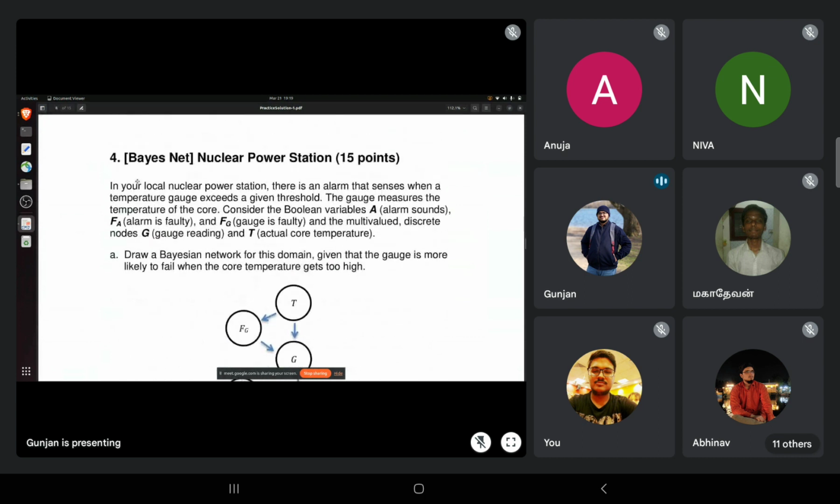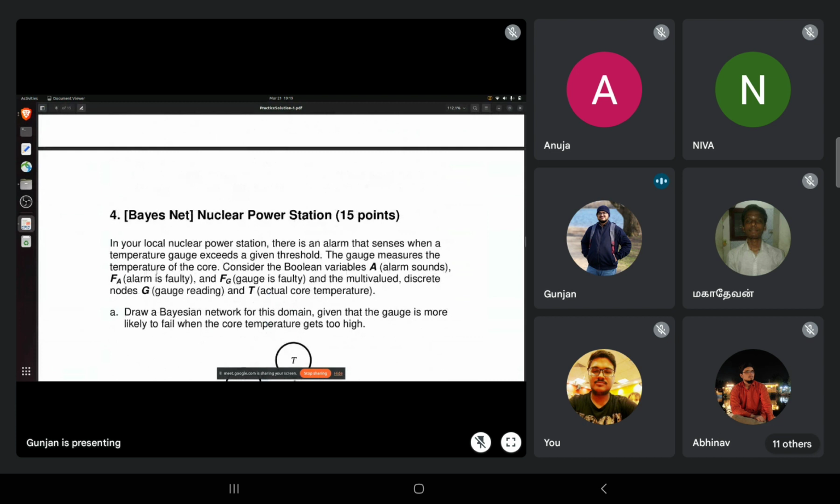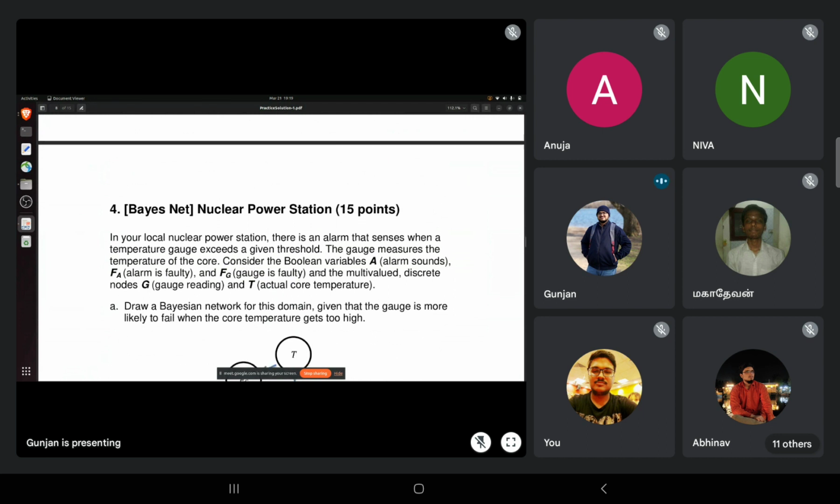Now in your local power station, there is an alarm that senses when a temperature gauge exceeds a given threshold. The gauge measures the temperature of the core. Consider the Boolean variable A, alarm sounds, FG, gauge is faulty, and the multi-valued discrete nodes G, gauge reading, and T, the actual core temperature. Okay, so draw a Bayesian network for this domain given that the gauge is more likely to fail when the core temperature gets too high.